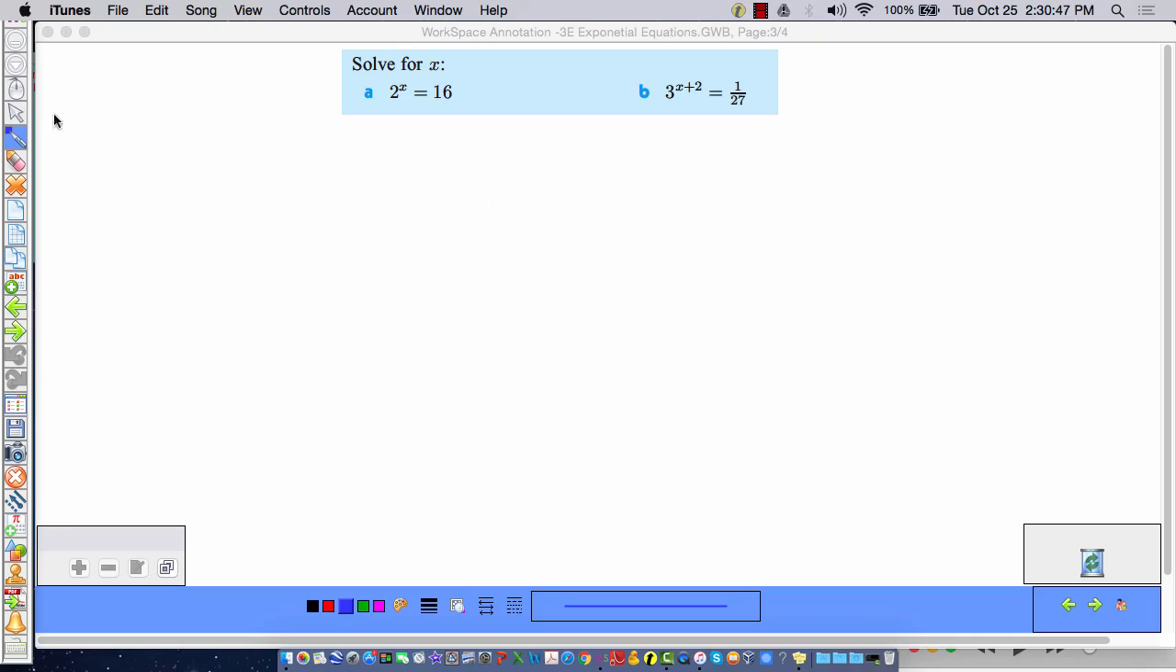2 to the x equal to 16. Since I have a base of 2 here, I'm looking to write 16 using a base of 2. 2 to the x is equal to 2 to the 4th. Yes, 16 is equal to 2 to the 4th, therefore x is equal to 4. And perhaps you could just look at that and do that, and that is fine as well. But with something like this, maybe you can't.